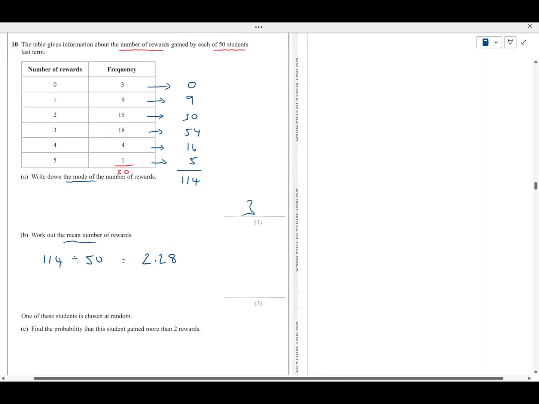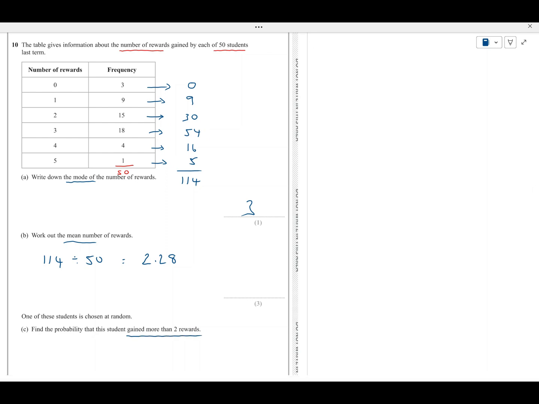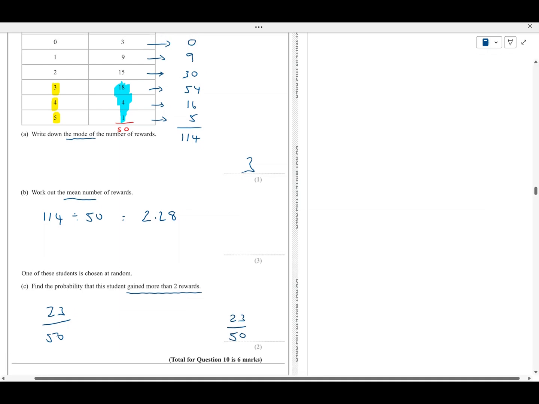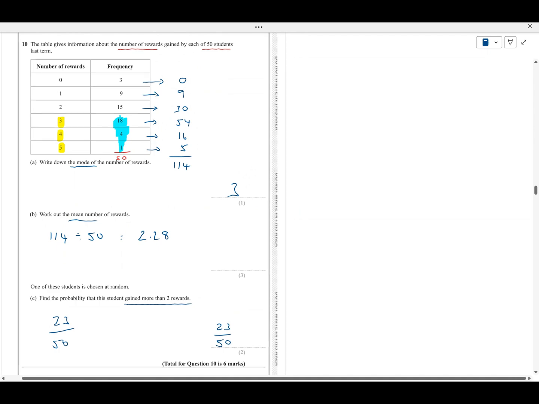One of these students is chosen at random. Find the probability that they gained more than 2 rewards. So that's going to be the people who gained 3 rewards, 4 rewards, or 5 rewards. So it's going to be these people. How many people is that? 18 plus 4 plus 1, that's 23 people out of the 50 people. So the probability would be 23 50ths. And that's number 10 done.